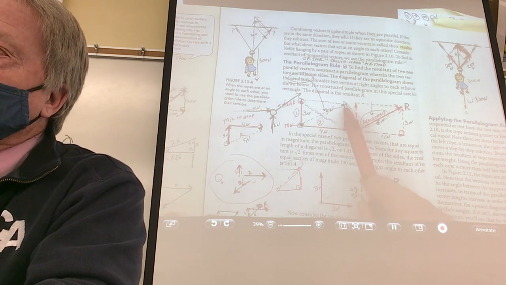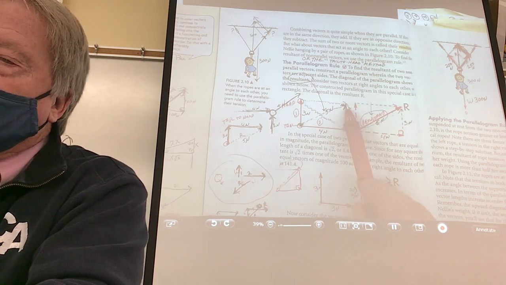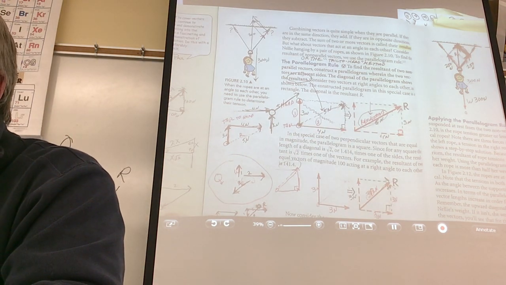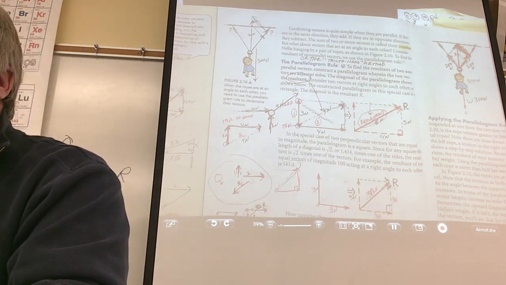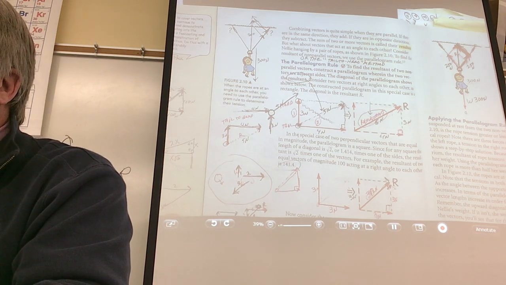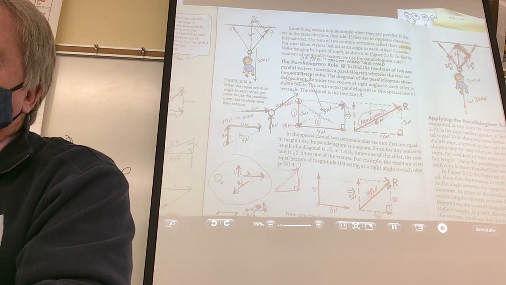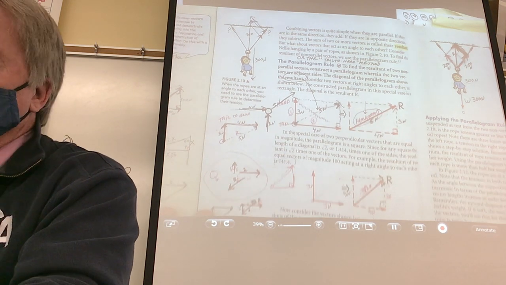Now, how do we get that one? You had to redraw that one and redraw that one, and then the diagonal became the resultant vector. Every year I have people, when they draw these two together, they think, well, I better close it up, make a triangle. No, don't do that. Okay, questions on that?